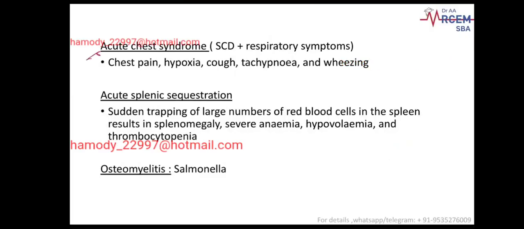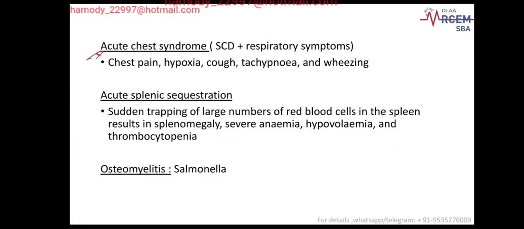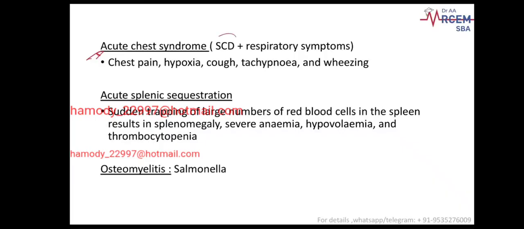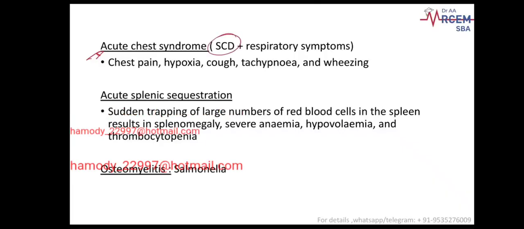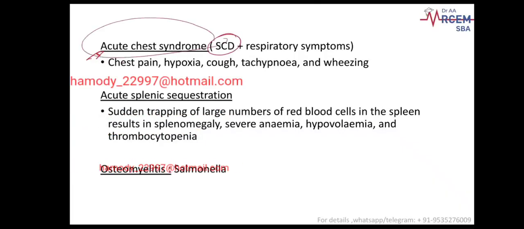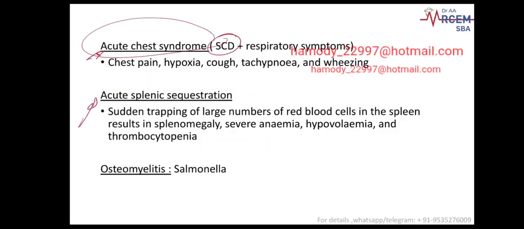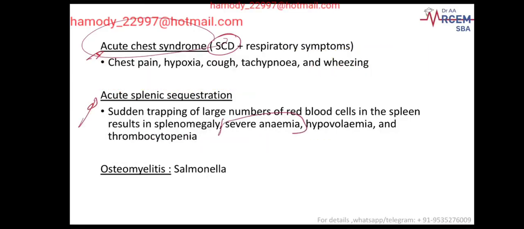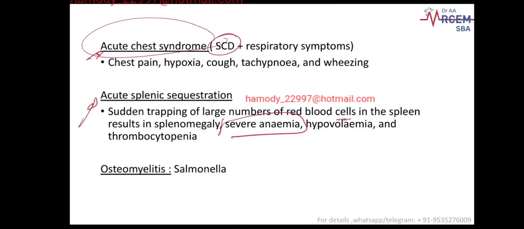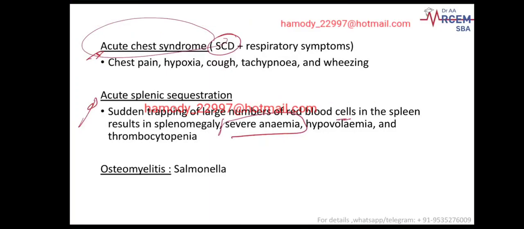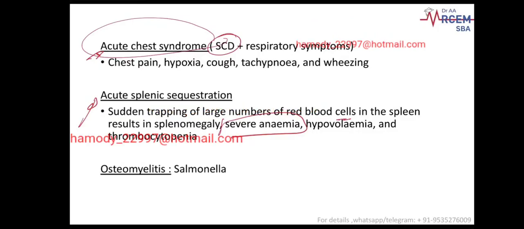Acute chest syndrome. Whenever a patient presents with chest symptoms and he is a known case of sickle cell disease, it is an acute chest syndrome until and unless proven otherwise. Acute splenic sequestration, I already told you, they present with severe anemia. Most of the RBCs get stuck in the spleen, resulting in splenomegaly. They get trapped in the spleen.